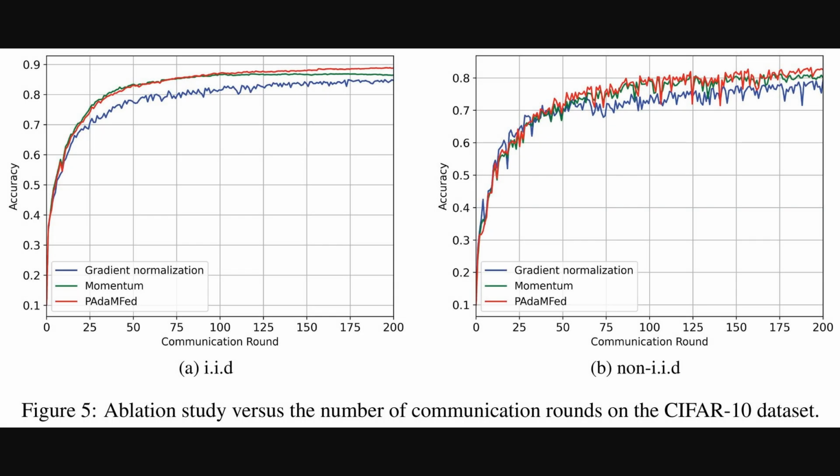So, having seen how PAdaMFed stacks up against other methods, the authors also performed an ablation study. This is where they essentially take apart their own algorithm to see which individual components contribute most to its success. These plots from page 28 show this on the CIFAR10 dataset, with plot A for IID data and plot B for non-IID data. PAdaMFed, the red line, combines gradient normalization, a technique for adaptively adjusting learning steps, and client-side momentum, which helps with stability and speeds up learning. It clearly outperforms using either component alone, demonstrating their combined strength.